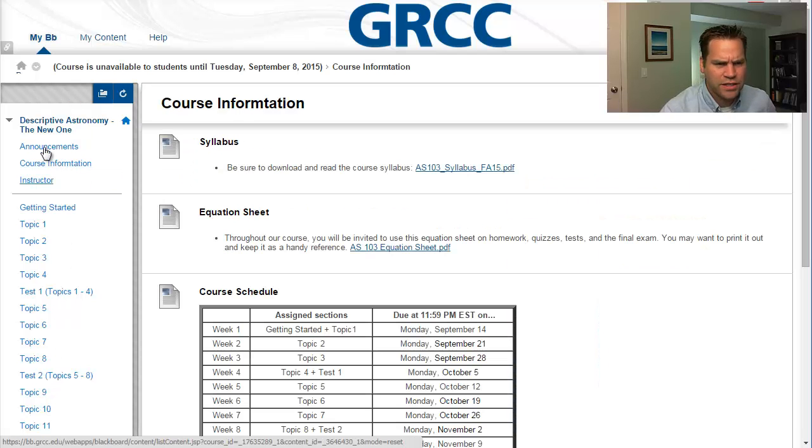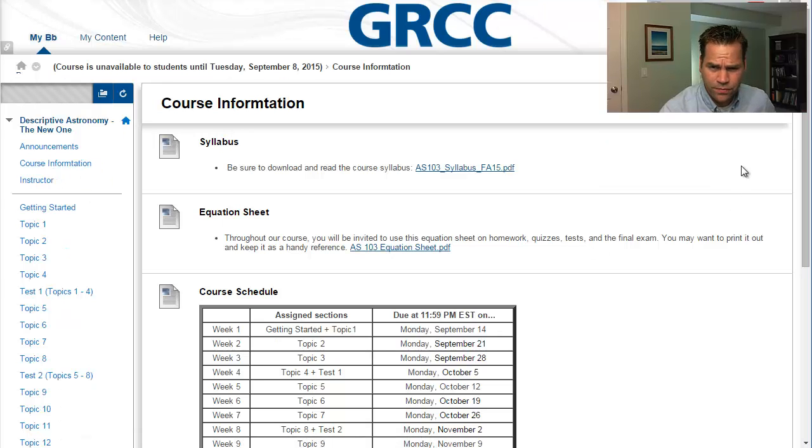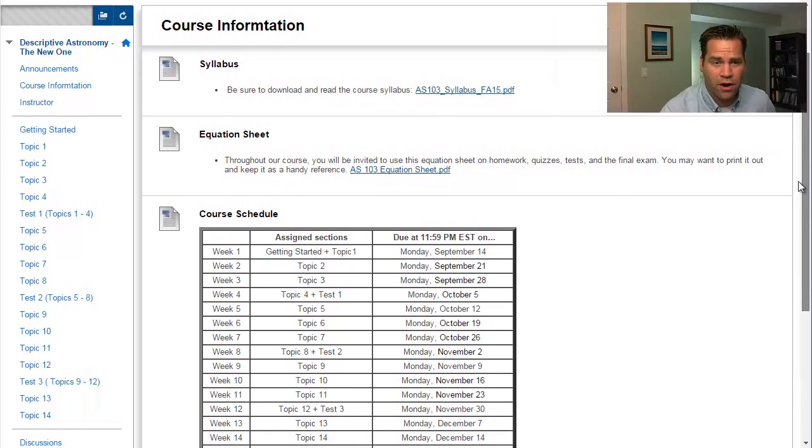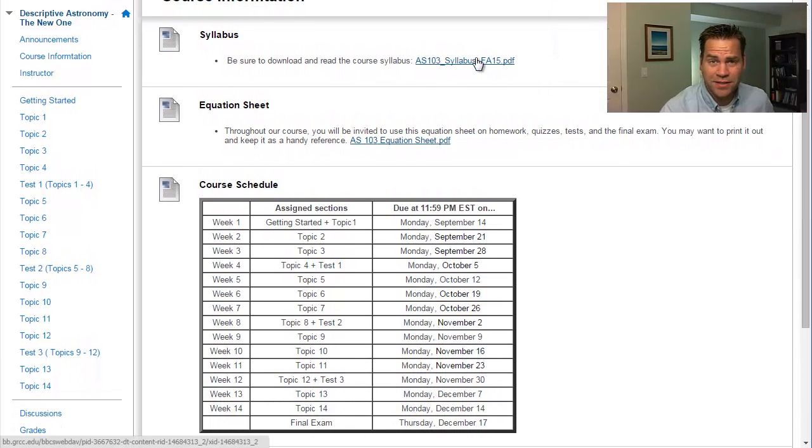On the left-hand side, you'll see the navigation pane here, and so I just went down one from the announcements to course information. This is where you're going to find important info about our course, like the syllabus, which will give you our point values, grading scale, and a host of other important policies in our course, so definitely make sure you read through that.